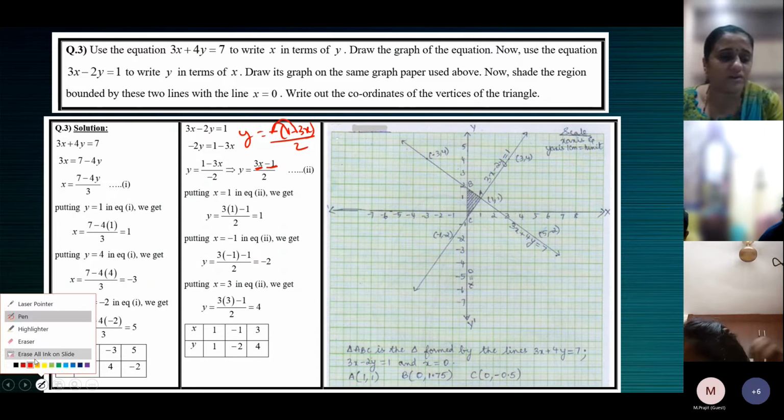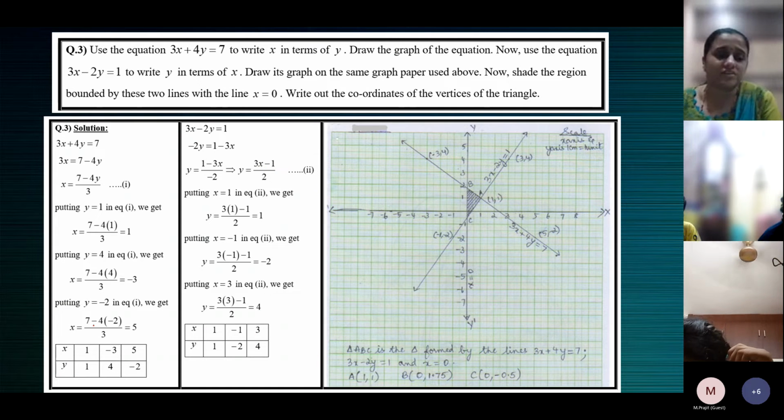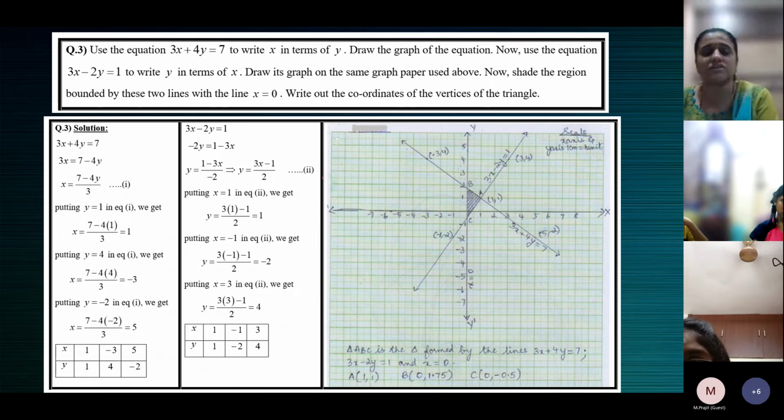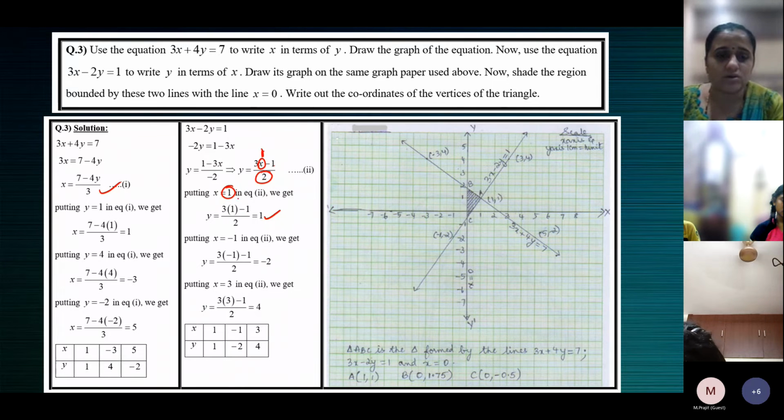Now here you'll have to give different values for x and find the corresponding values of y. So when you take x as 1, 3 into 1, 3, minus 1, 2, 2 by 2, 1. Y is 1. Like we did here, you can apply the same concept here. X is 1, so for the next value of x, the denominator is 2, so add 2. 1 plus 2, 3.